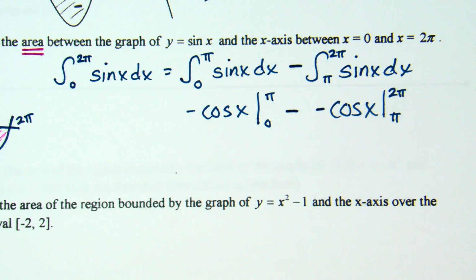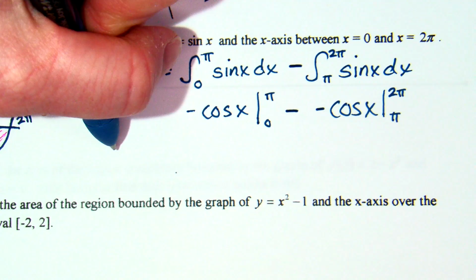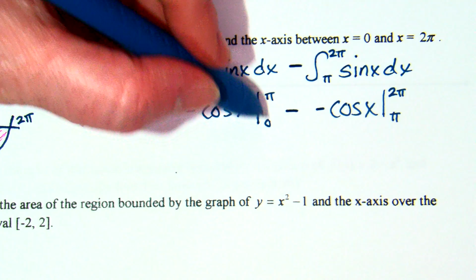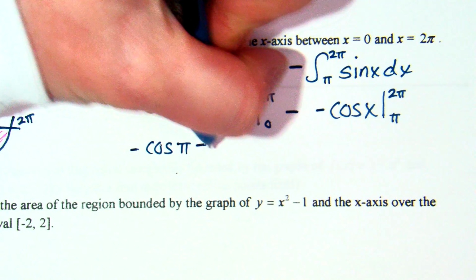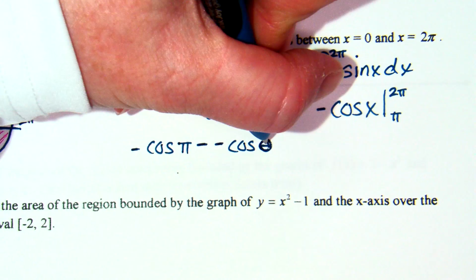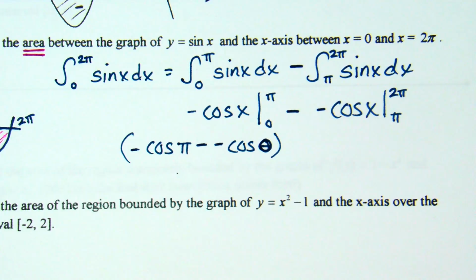So this means, how do we do this? Negative cosine x evaluated from 0 to pi. What's the fundamental theorem of calculus say here? Negative cosine of pi minus negative cosine of 0. Higher boundary minus lower boundary. Start to write theta instead of 0. That's a 0. Okay? And then we're going to subtract.